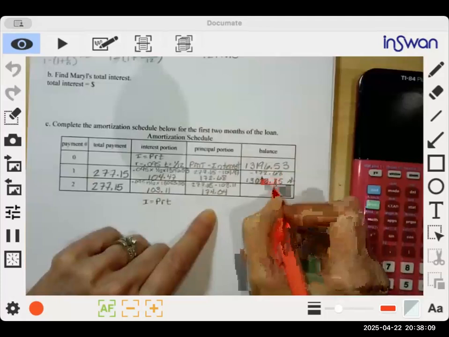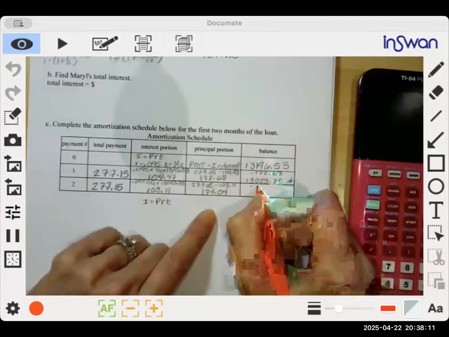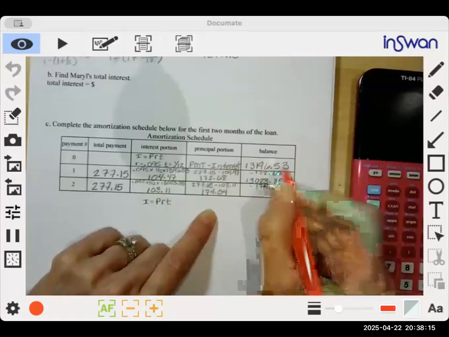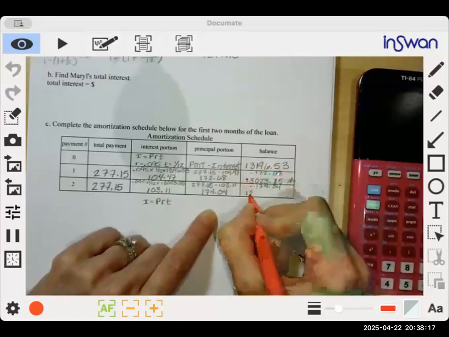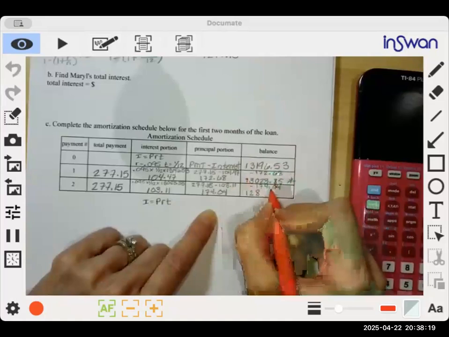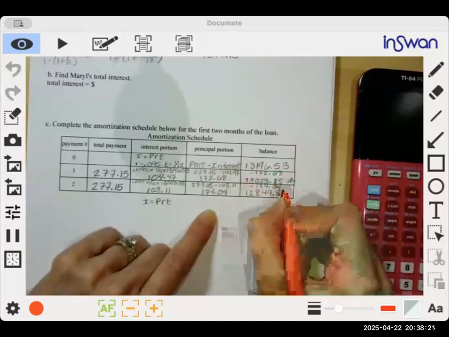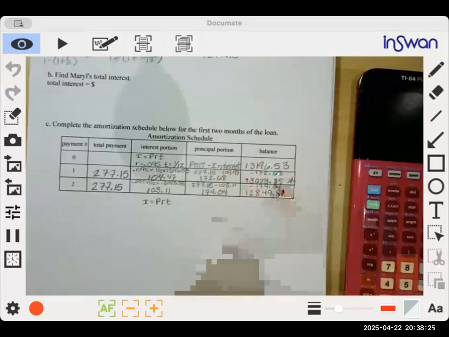And so now to figure out the new balance, we subtract out that 174.04. And we get 12849.81. A lot of work for these problems, isn't there?